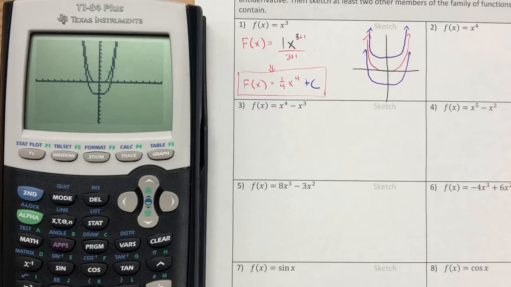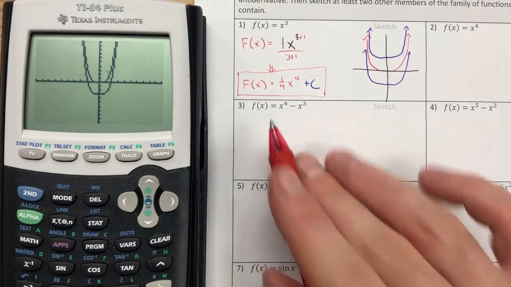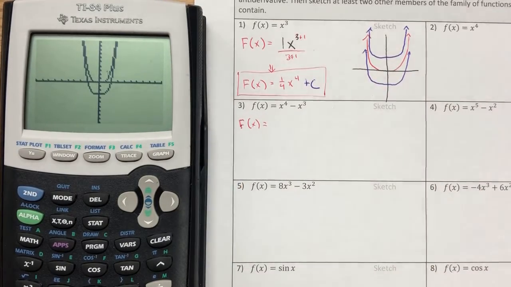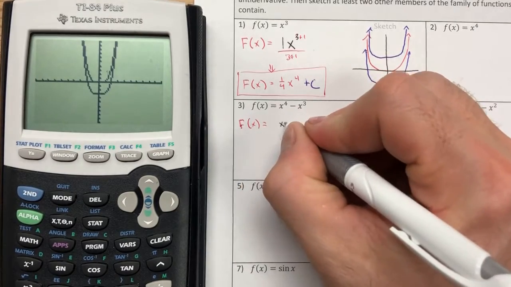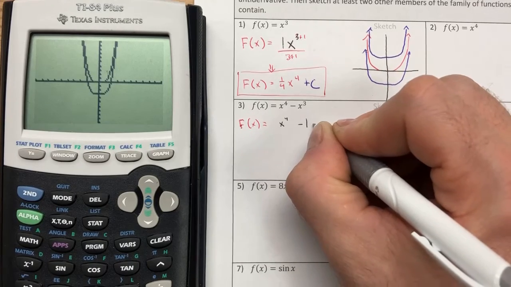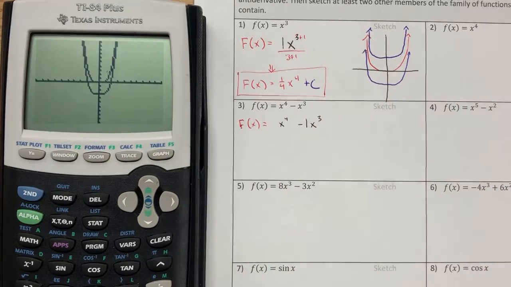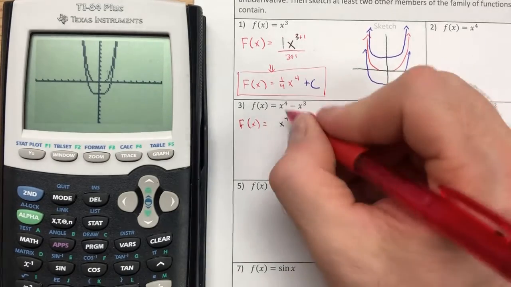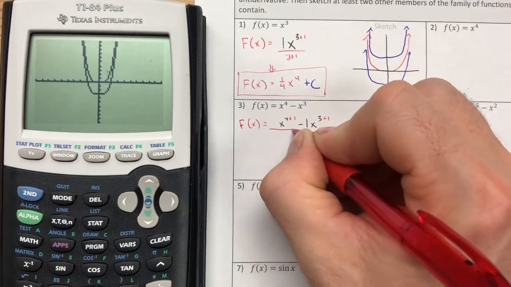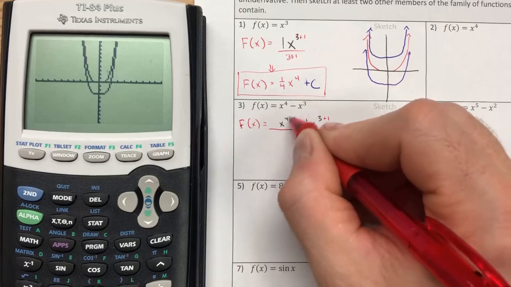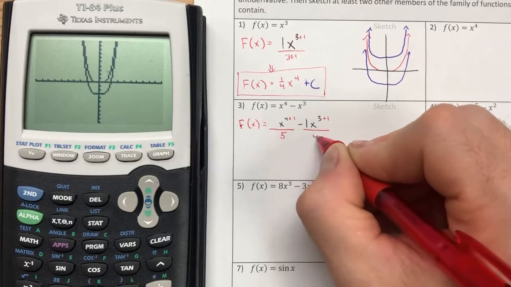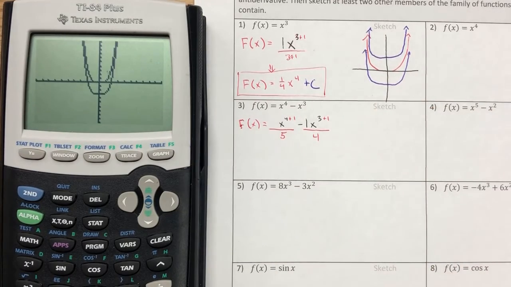So let's try number 3. We know that the antiderivative is going to be capital F of x is equal to, and we need to keep a few things. I need to keep this x to the 4th, and I need to keep this minus 1 x cubed. What we're going to do is add 1 to the power, so plus 1, and I'm also going to divide by that 4 plus 1. So 4 plus 1 is going to be 5. I'm also going to over here divide by that 3 plus 1, which is 4.